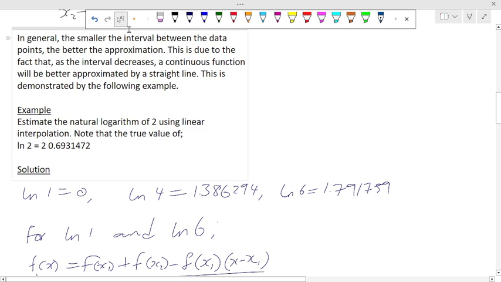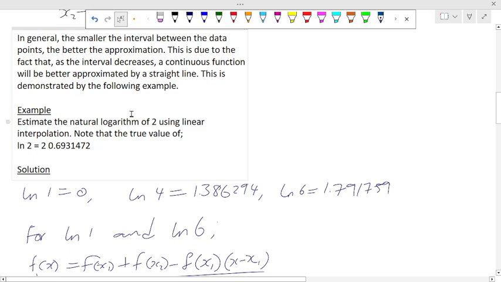So what this paragraph means is that if the distance between one data point and another is very small, the approximation will be better. If the distance between the two data points is large, the approximation will be less accurate. So now let's try that and see.